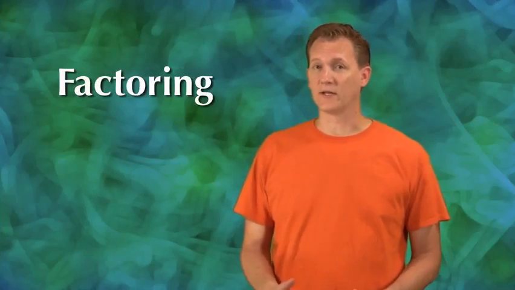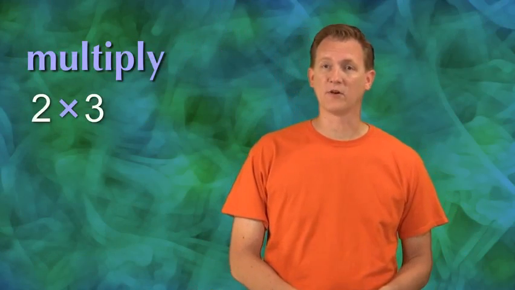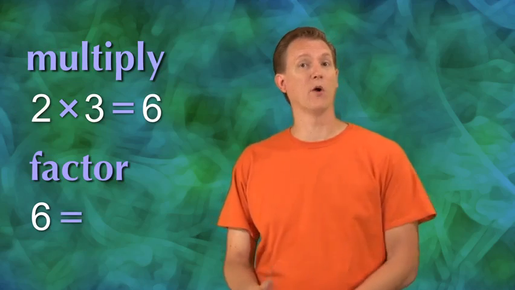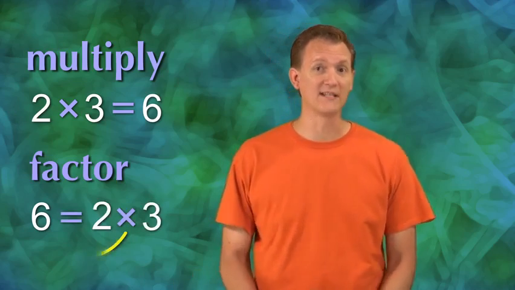That's because factoring is like being given the answer to a multiplication problem and then having to figure out what that problem was. So you can think of factoring as unmultiplying. When you multiply, you take two numbers and multiply them together to get one number. And when you factor, you take one number and figure out what two numbers you could multiply together to get that number.